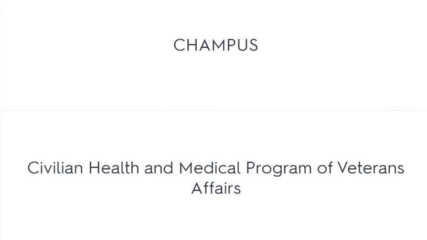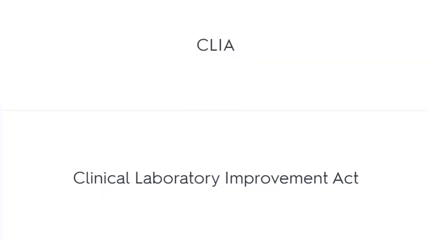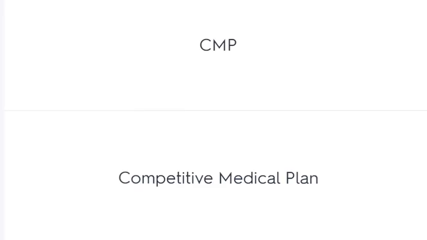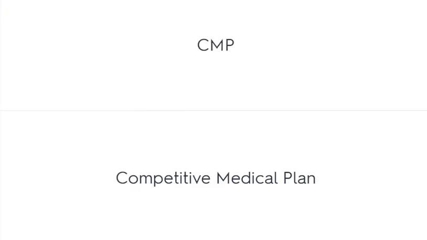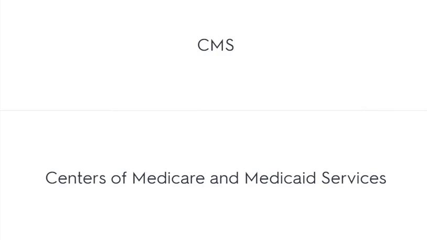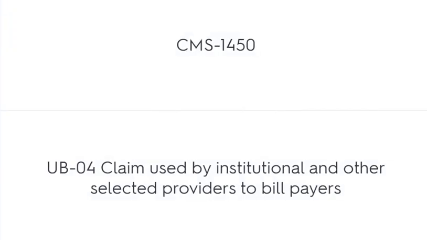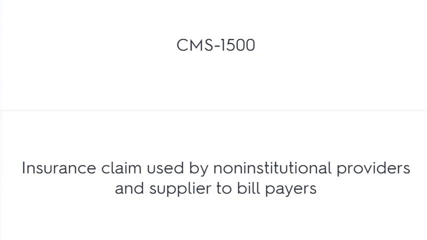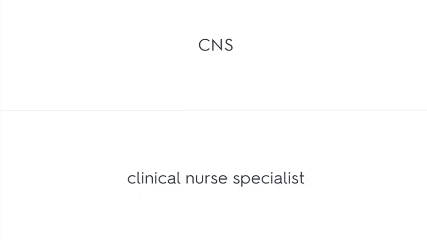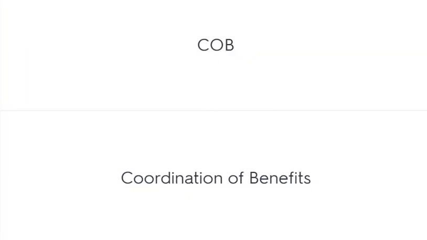CHAMPVA, Civilian Health and Medical Program of Veterans Affairs. CLIA, Clinical Laboratory Improvement Act. CMP, Competitive Medical Plan. CMS, Centers for Medicare and Medicaid Services. CMS 1450, UB-04 claim form used by institutional and other selected providers to bill payers. CMS 1500, Insurance claim used by non-institutional providers and suppliers to bill payers. CNS, Clinical Nurse Specialist. COB, Coordination of Benefits.